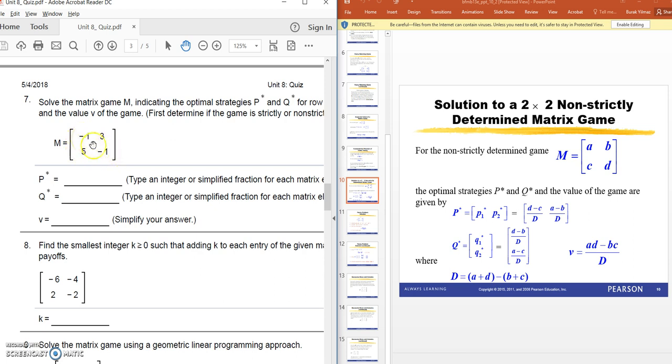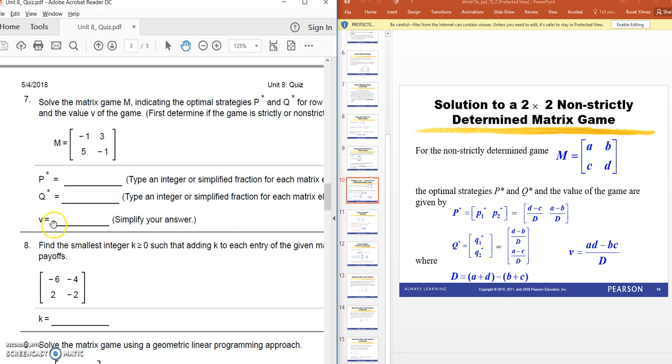So -1s are circled. And then looking at the columns, we box the largest values. So 5 and 3 are boxed. So we don't have a common number that is circled and boxed at the same time, which means there's no saddle point. So it's a non-strictly determined game. When that happens, we can use these formulas to figure out the optimal strategies and the value of the game.